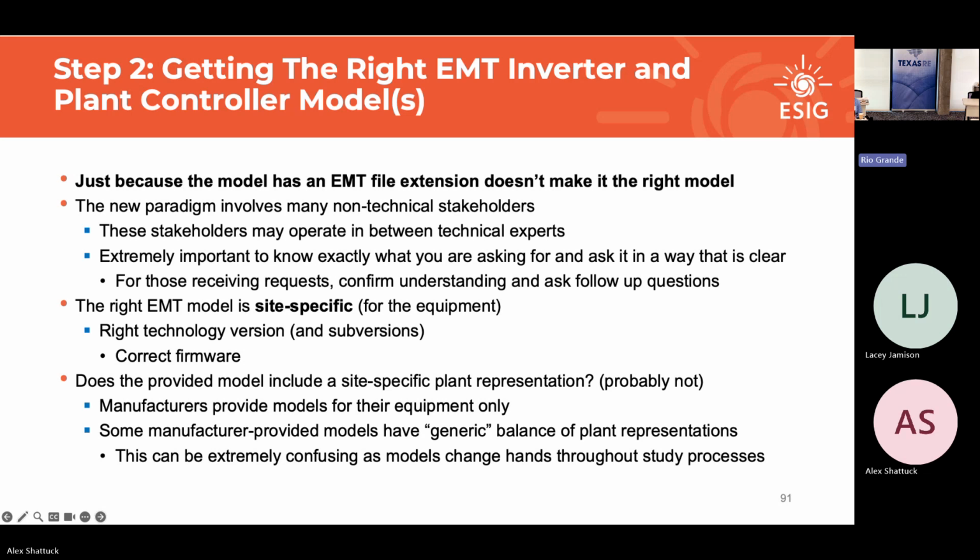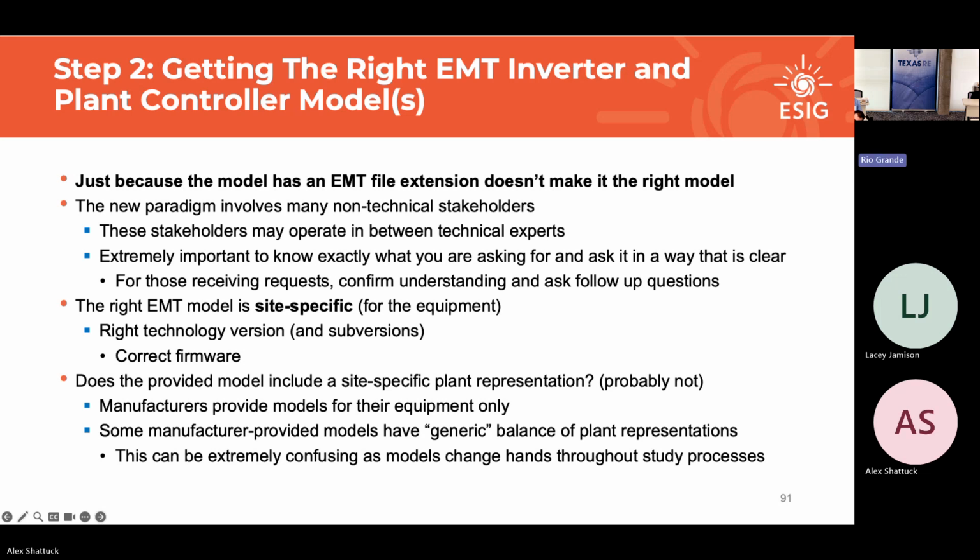The right EMT model also is site-specific for the equipment, site-specific for the subversions of the equipment. Is it a platform 4 megawatts? Is it 4.2? Is it a Mark A, a Mark B? Very important things to compare and contrast against your interconnection documentation. Is it the right firmware? A little loose. You'll find out the hard way if it's the wrong firmware. But it's a little hard to catch at the beginning unless it's super old, right? If it says 2006 in the firmware version, you probably have old firmware.